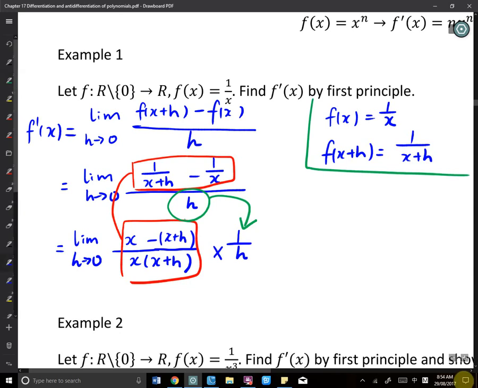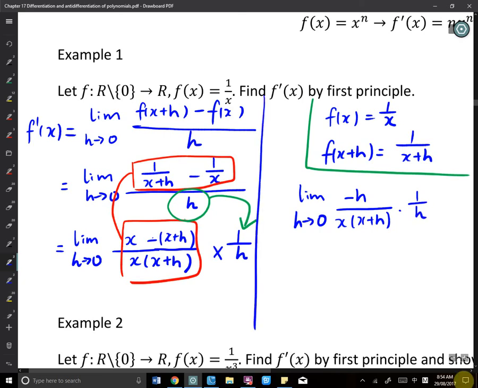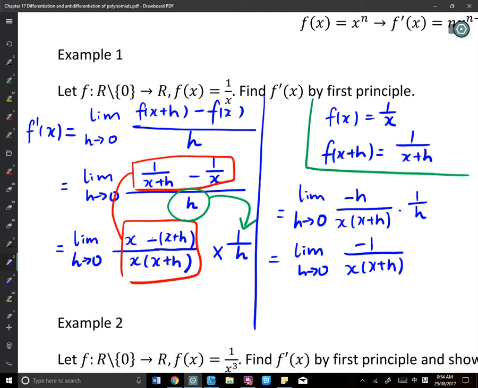And then I will keep going this side. That's lim h approaching 0. Let's make the denominator x times x plus h. So this one gets the x on top. This one gets x plus h on top. So what I'll have is x minus x plus h over x times x plus h, times 1 over h. And that is lim h approaching 0 of minus 1 over x times x plus h. The h and h get cancelled.